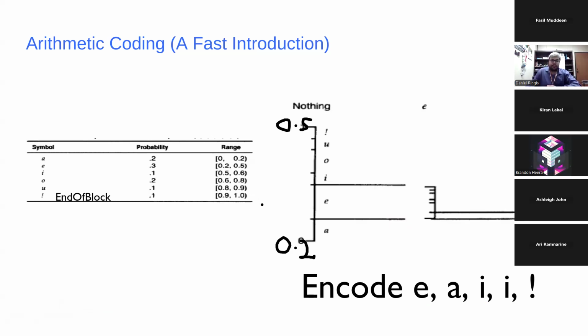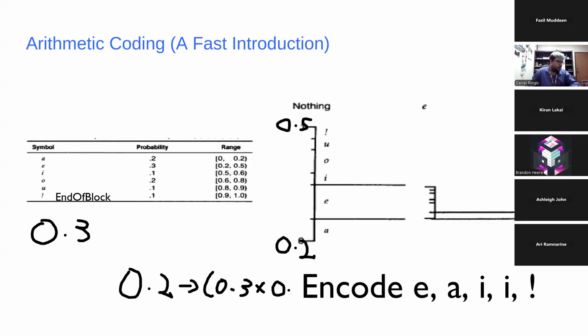So how would we do this? We would look to see, okay, I have a range of 0.3 in between, and the probability of a number in between these things. So instead of going from 0 to 0.2, we are starting from 0.2 and going to 0.3 times 0.2, and that is 0.26.